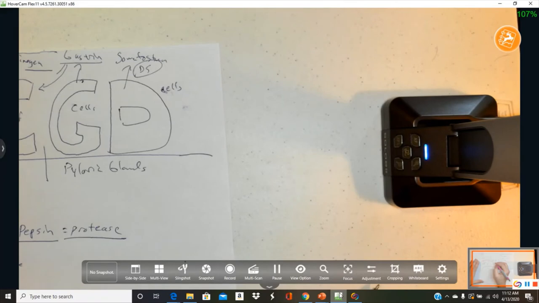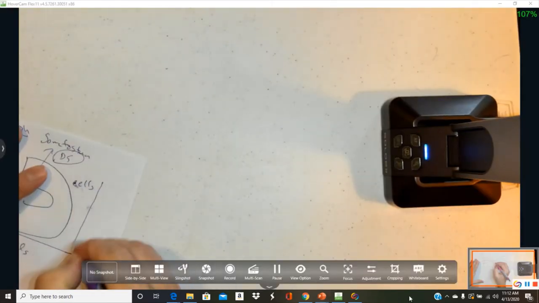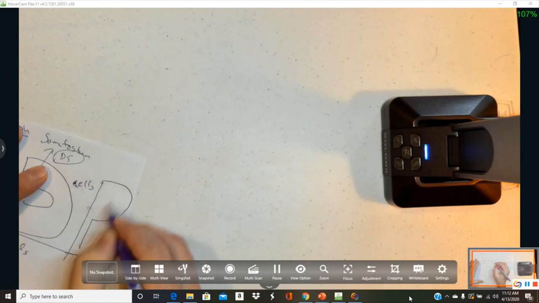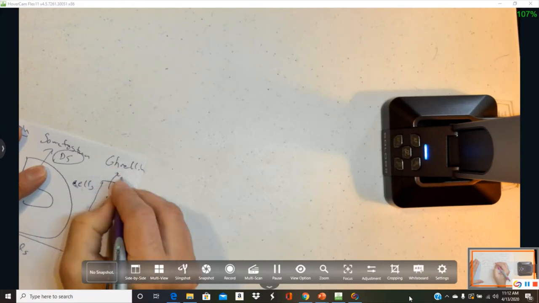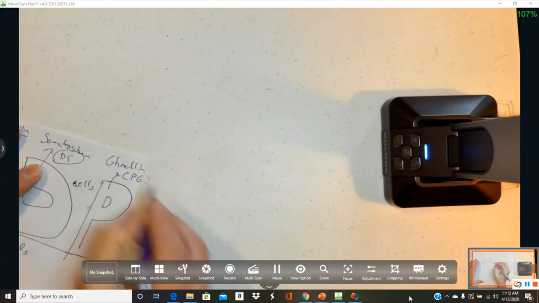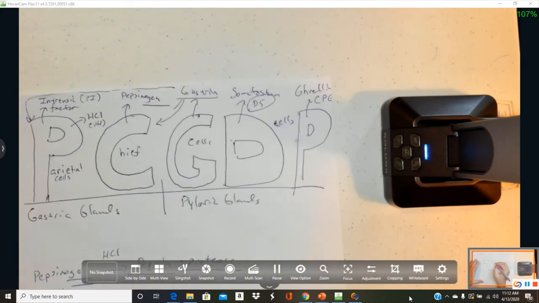And then lastly, I almost forgot our P cell. It makes ghrelin. And it's rated PG. Rated PG. Okay, PG, GDP.